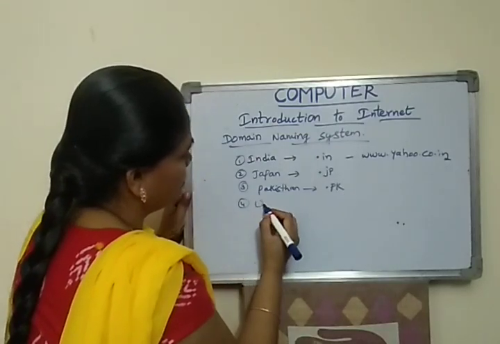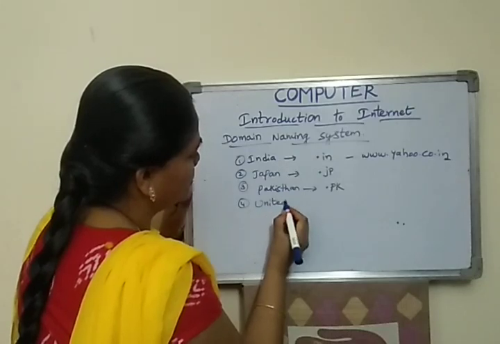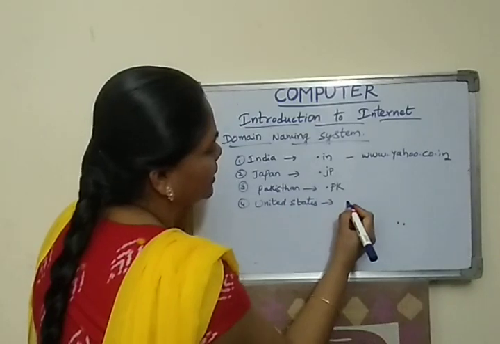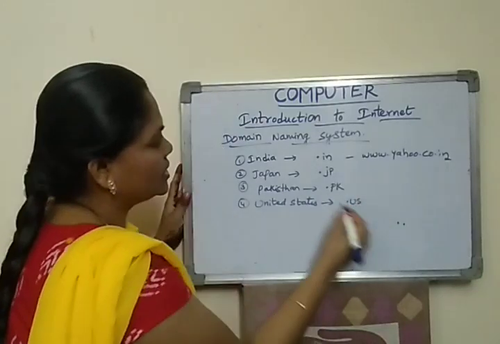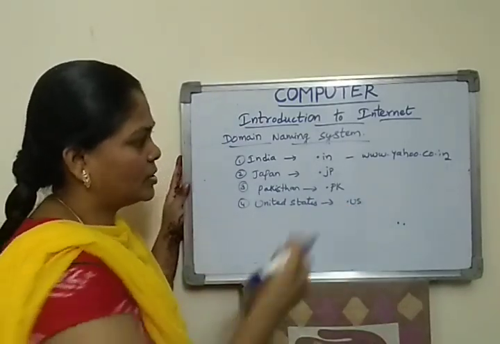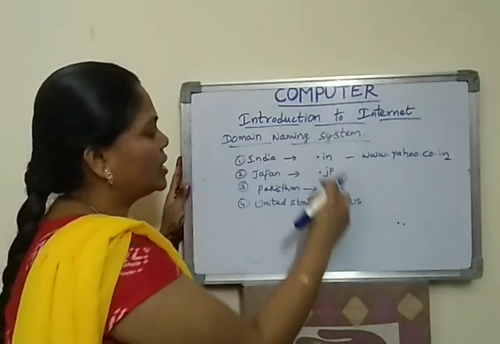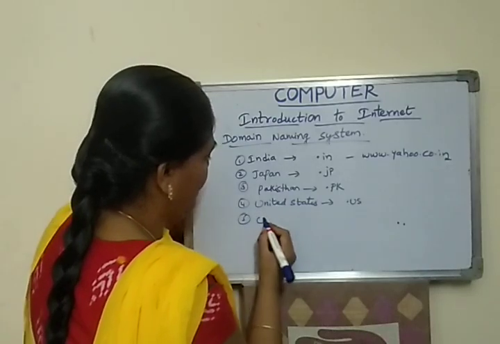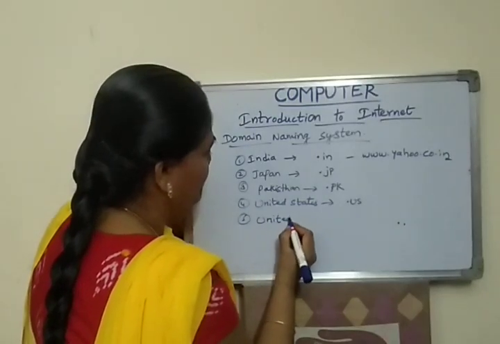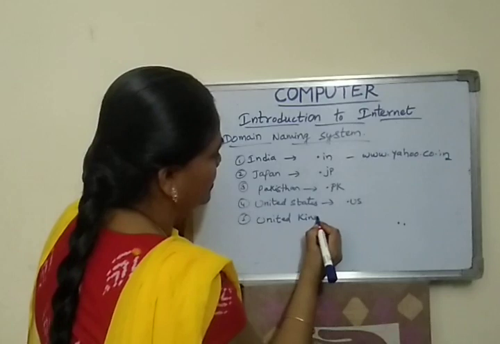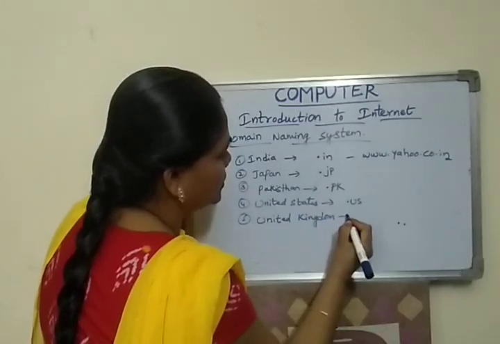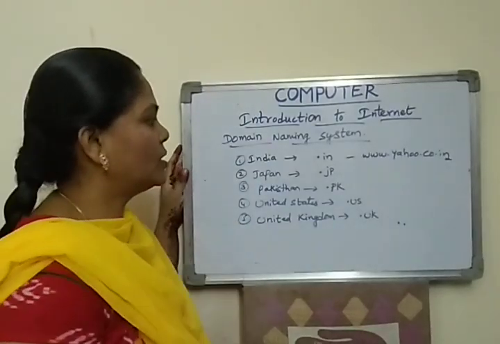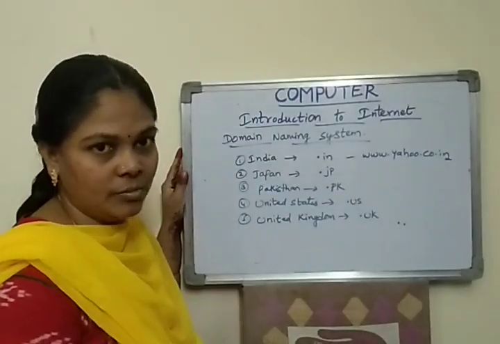Fourth one, United States of America, is given as .us. These are all extensions. The name you can give anything. To mention that country, we use these extensions. Next, United Kingdom, which is given as .uk. These are the extensions given by using country names.